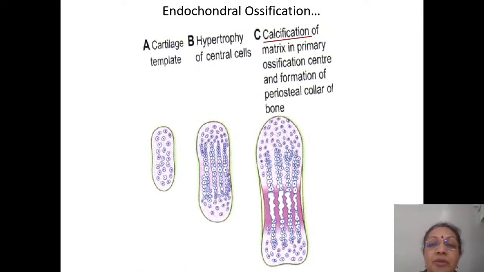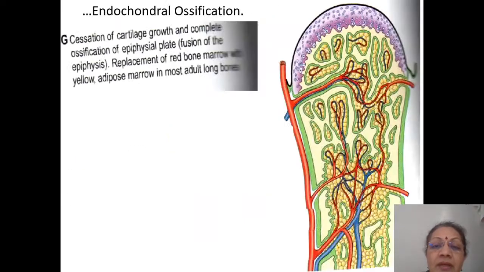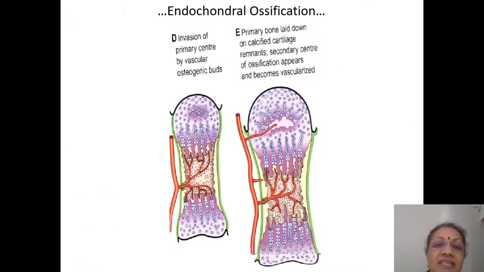So in endochondral ossification, there was a cartilage template, there was hypertrophy, then there was calcification in the primary ossification center, formation of periosteal collar. Then D, there was invasion by vascular osteogenic buds. E, there was a primary bone laid down on the calcified cartilage remnants. Then the secondary center of ossification appears and becomes vascularized. Usually, by the time D is done, before E, the child is born.